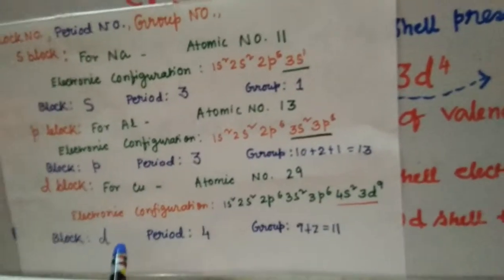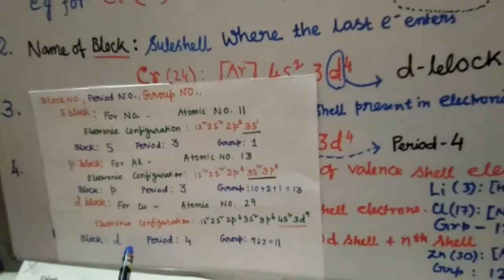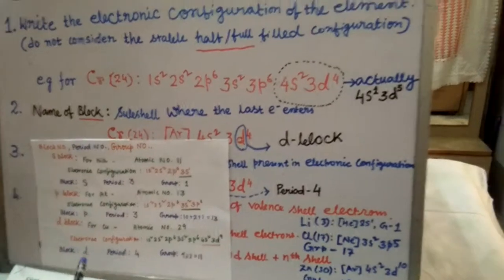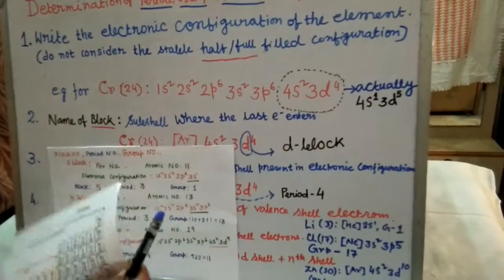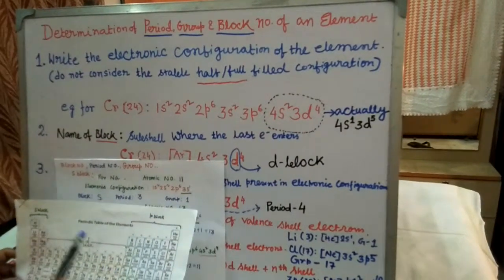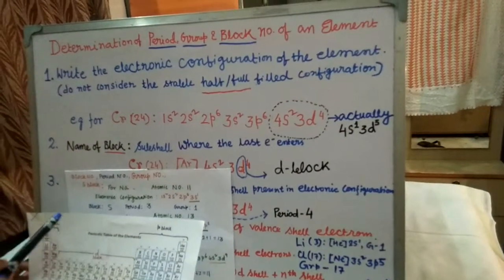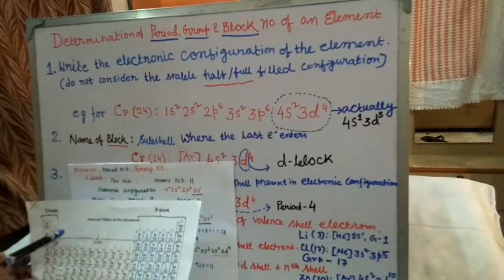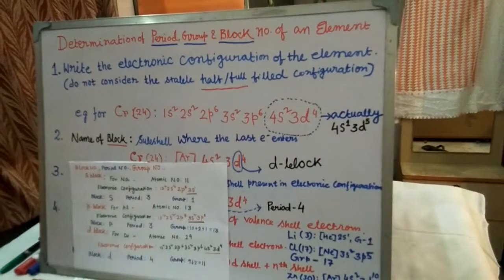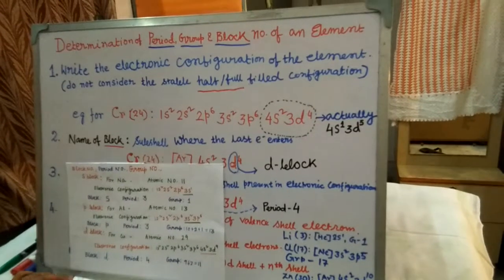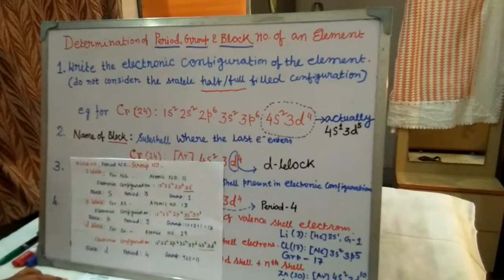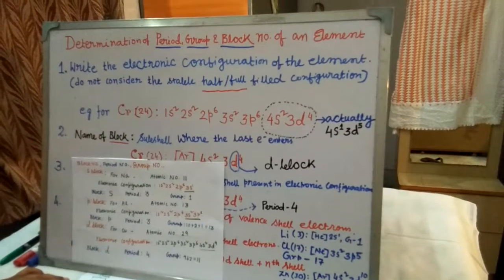So students, in this class we have learned how we can determine the position of any element in the periodic table. You can take any element, and if you know the atomic number of that element, you will obviously be able to tell its position in the periodic table. So for today we are going to finish my lecture, and in the next class I will see you and we will discuss the effective nuclear charge. Thank you.